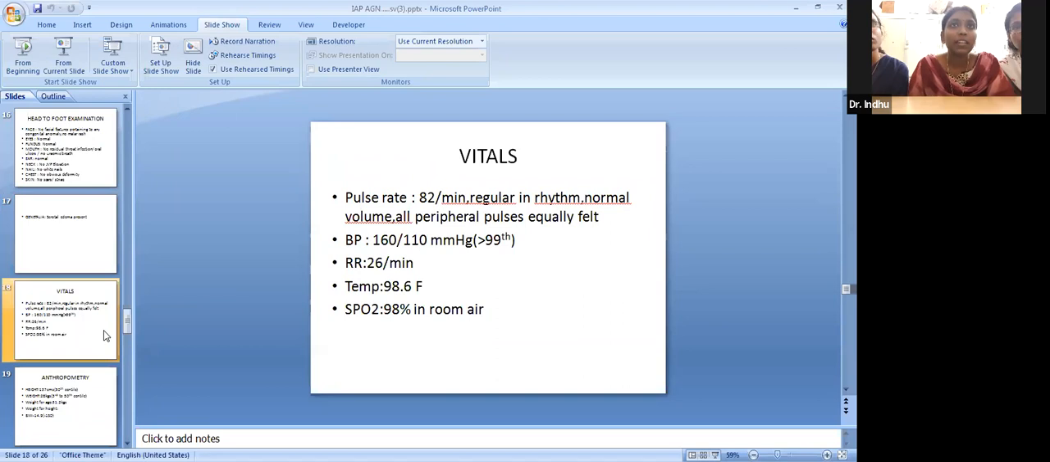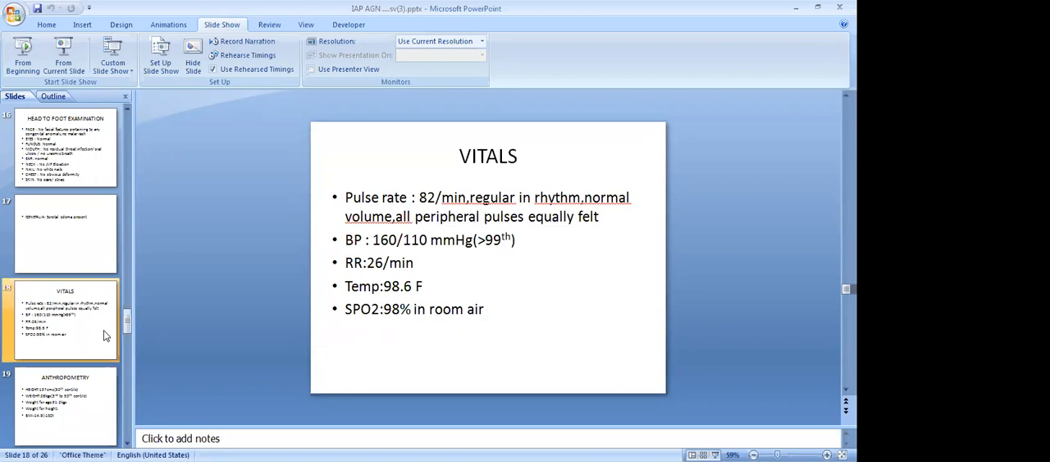Vitals: pulse rate 82 per minute, regular in rhythm, normal volume, felt equally in all peripheral pulses, BP 160/110 mmHg, more than 99th centile, respiratory rate 26 per minute. What is this 99%? From where did you see this?